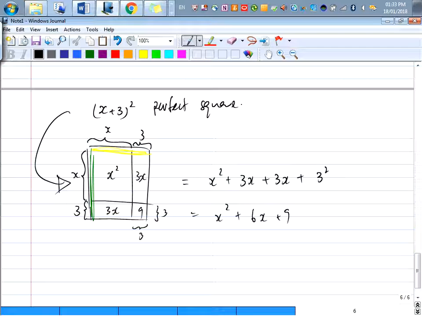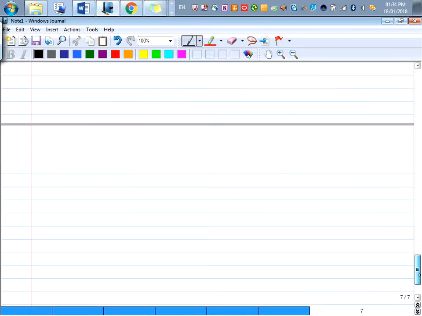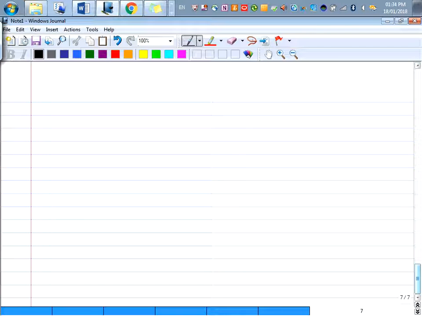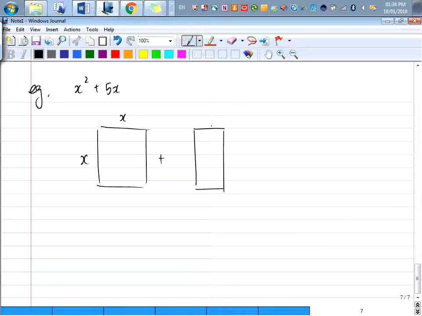What if you are given something that is not a perfect square? For example, x squared plus 5x. Okay, let us take a look at this one. Pictorially, it looks like this. X and x. Then I add this one over here, 5. This is x. Okay, so far? X squared plus 5x. So this is equals to x squared plus 5x.